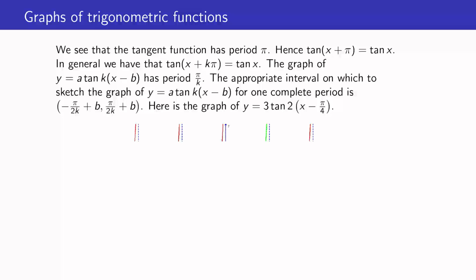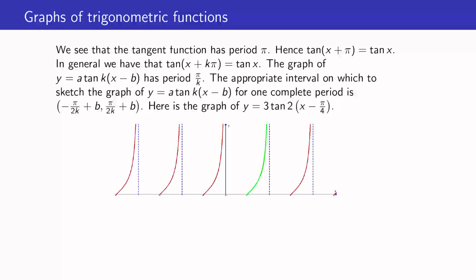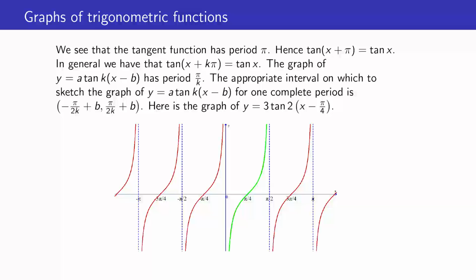So below here we sketch the graph of y = 3 tan 2(x − π/4). We know the interval is going to be from 0 up to π/2. How do we get this? We write −π/2k + b and then π/2k + b. In this case, b is π/4 and k is 2. So that gives us the interval 0 up to π/2.